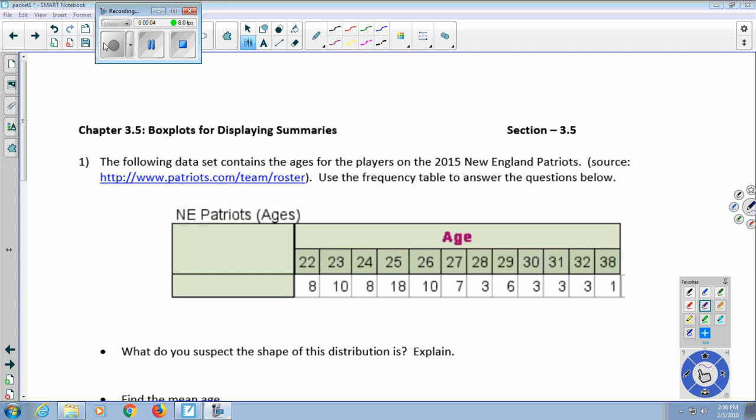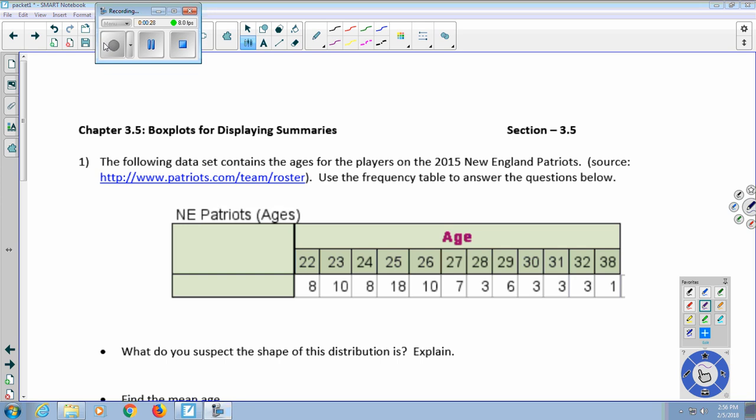This is section 3.5, box plots for displaying summaries. So we're going to go through and talk about what a box plot is, how to create one, and some of the positives and negatives for box plots and what they can do for us when we're analyzing our data, or at least summarizing our data.